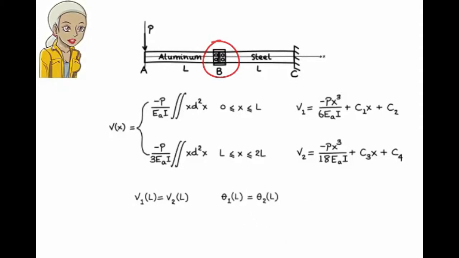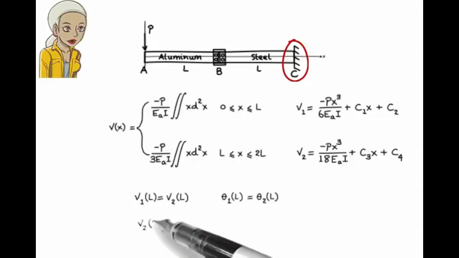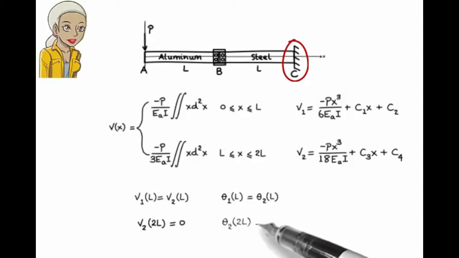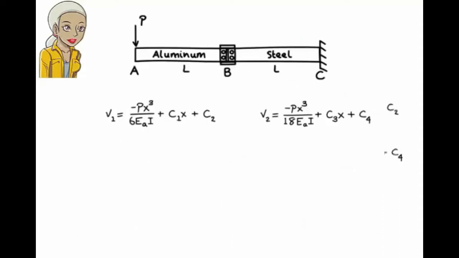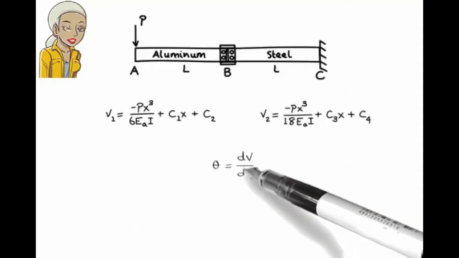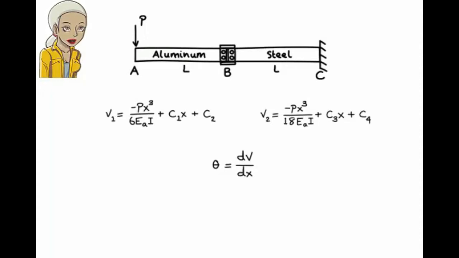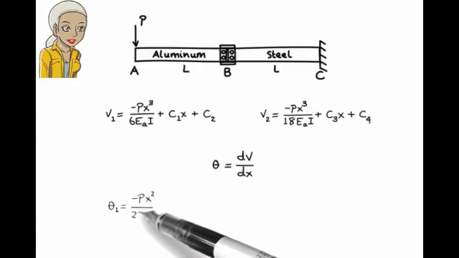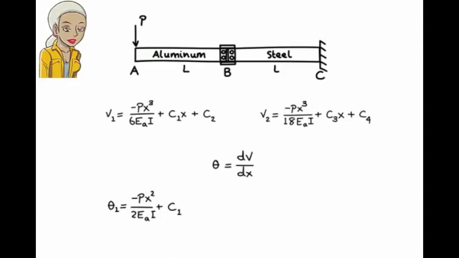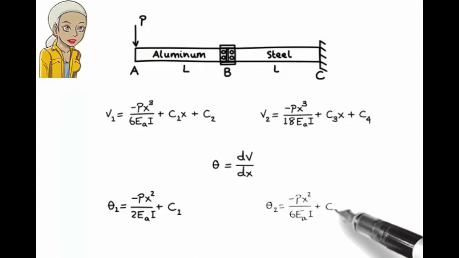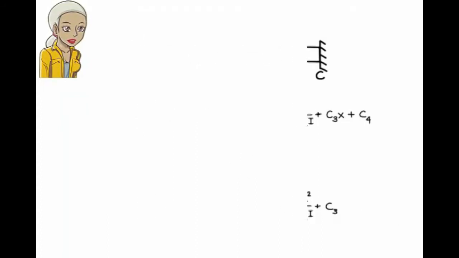The remaining 2 equations come from the support conditions at the fixed end of the beam. At point C, deflection and the slope of the elastic curve must be 0. That is, V2 at x equals 2L must be 0, and θ2 at 2L must be 0. The slope equation can be obtained by taking the derivative of the deflection equation with respect to x. So, θ1 equals negative Px squared over 2 E sub A I plus C1, and θ2 equals negative Px squared over 6 E sub A I plus C3. Here are the 4 equations.